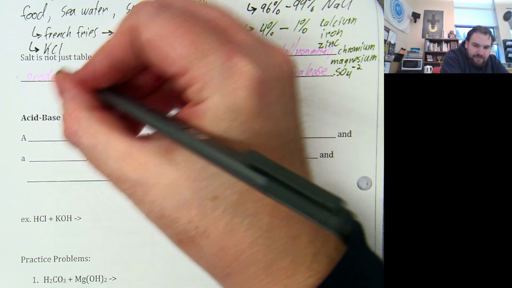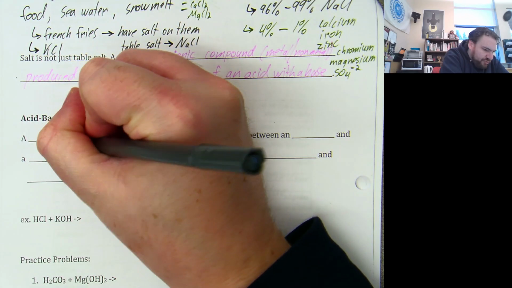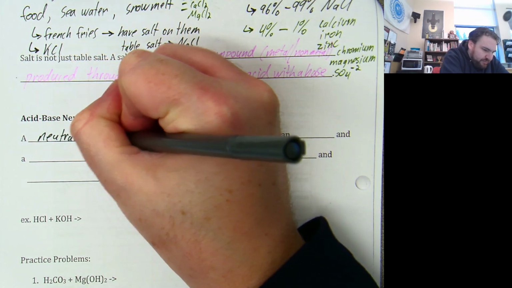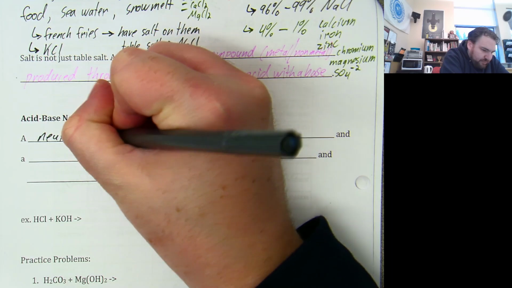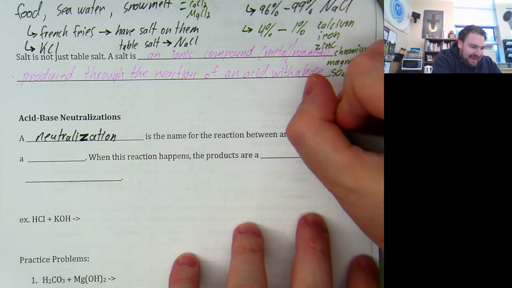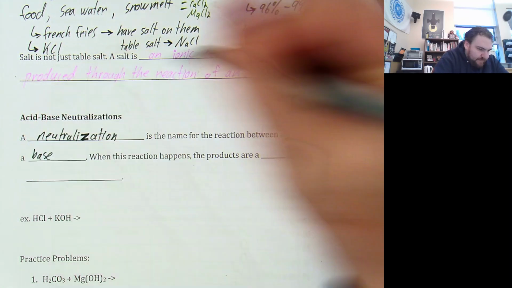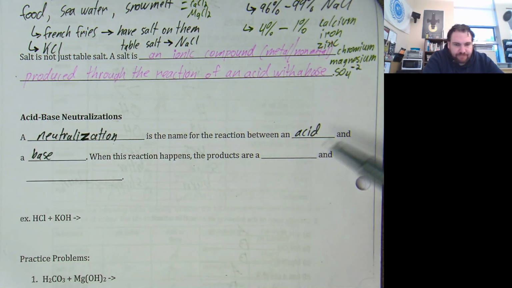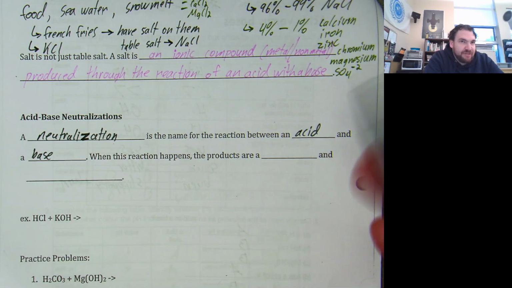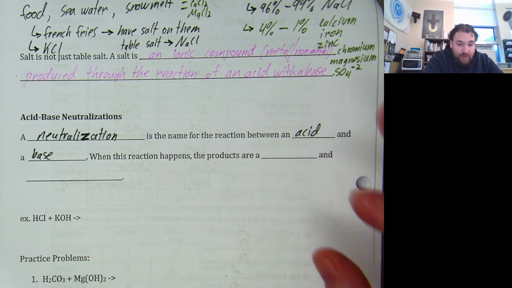So let's talk about them. Neutralization, should be one word, is the name for a reaction between an acid and a base. When this reaction happens, one of the products is always the same and the other one is always a salt.